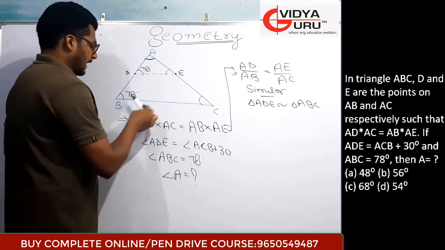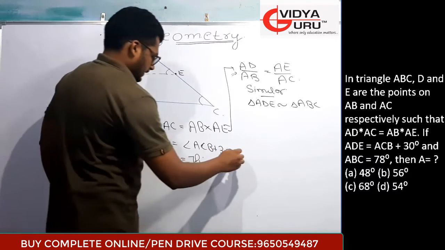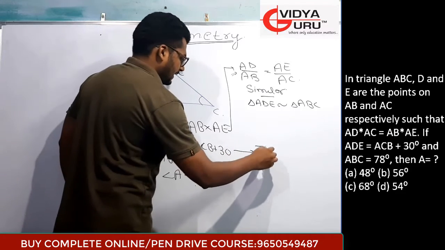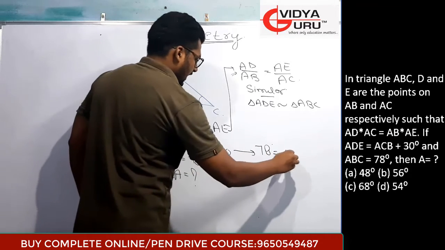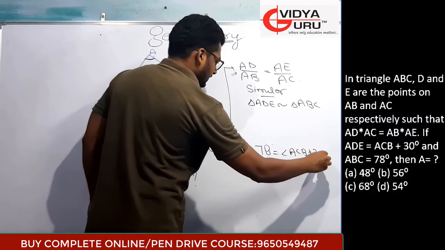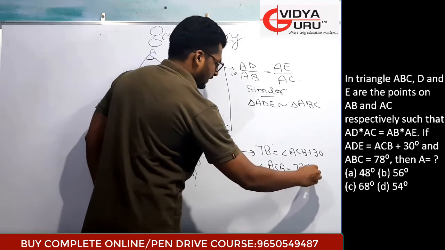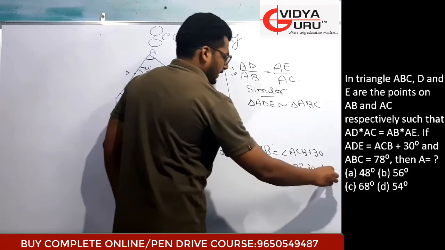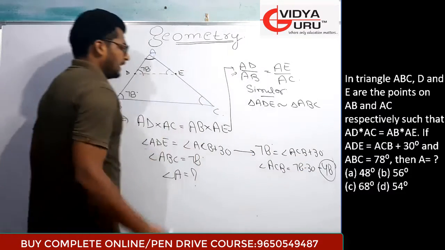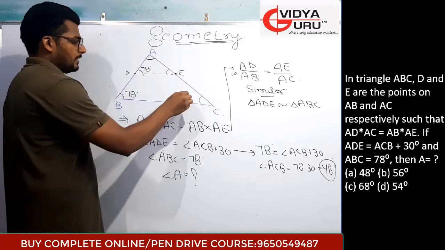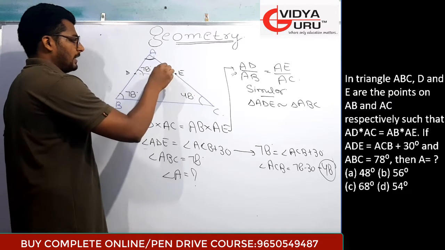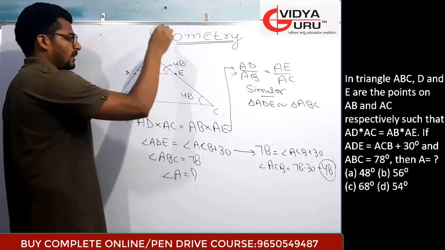And the question is saying angle ADE. Angle ADE is what? 78 degree is equal to angle ACB plus 30 degree. What will be the measure of angle ACB? 78 minus 30, it will be equal to 48. That means angle ACB is 48. Angle E will also be equal to 48.